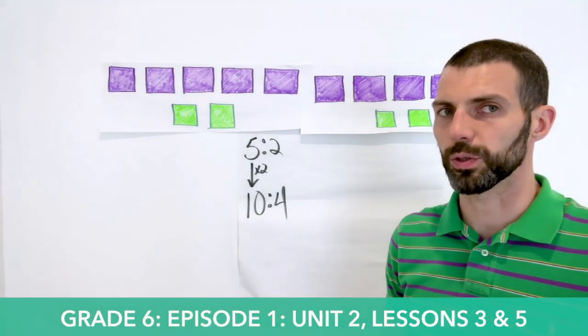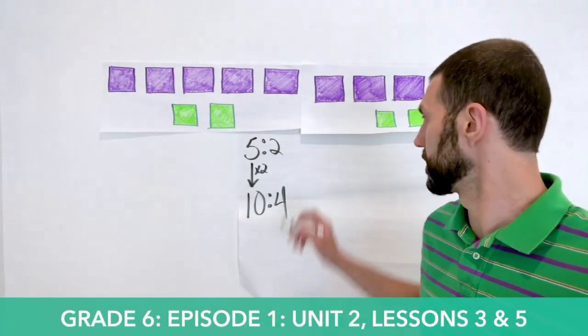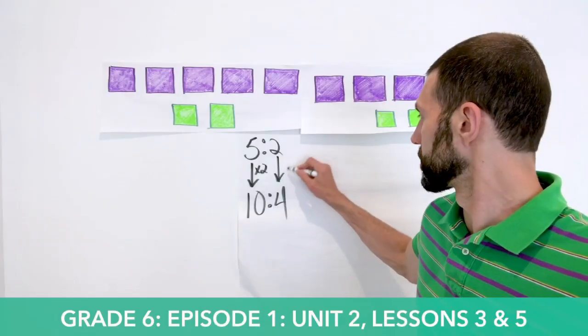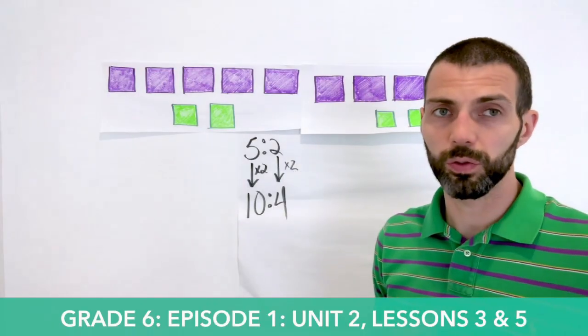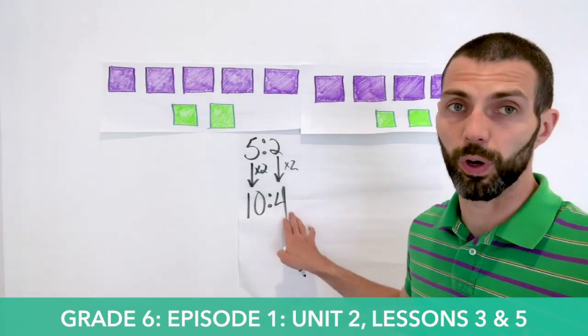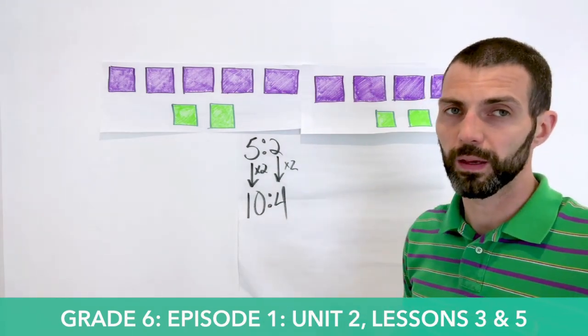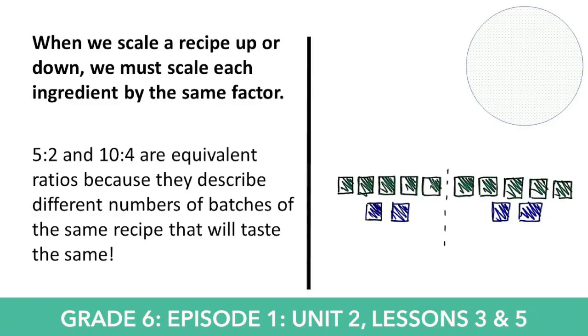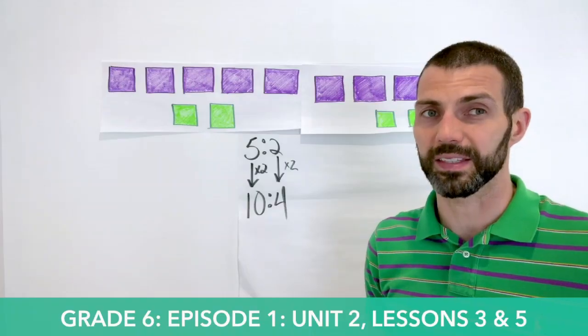The same thing is true for what happened with the vanilla. We took 2, we multiplied it by a factor of 2. 2 times 2 gave us 4. So what we just did here is we created equivalent ratios. In order to create equivalent ratios, you have to make sure that you multiply every single ingredient in the recipe by the same factor. That's the only way that we're going to ensure that we maintain the same taste.